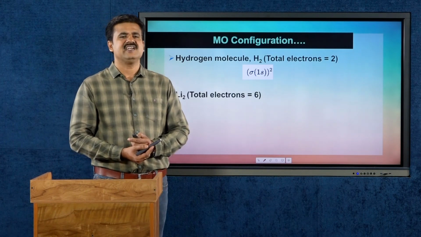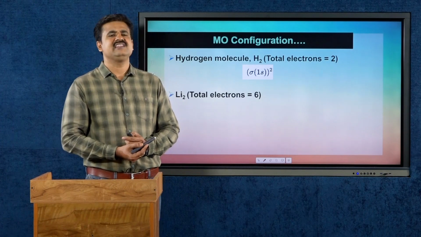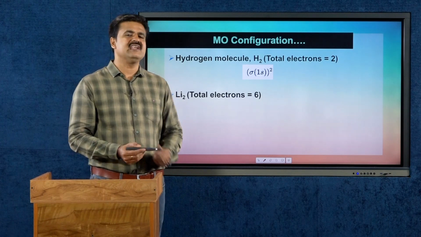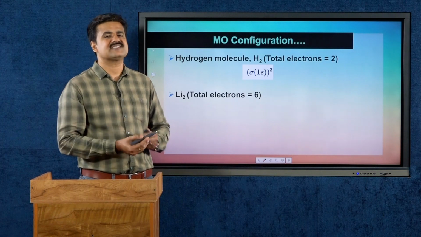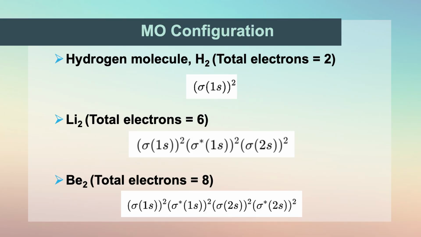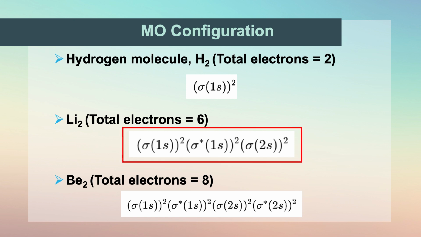You can take the lithium molecule Li2, lithium with atomic number 3. So, in the Li2 molecule there are a total of 6 electrons, and these 6 electrons can be arranged in molecular orbitals to get the MO configuration: sigma 1s 2, sigma star 1s 2, followed by sigma 2s 2.